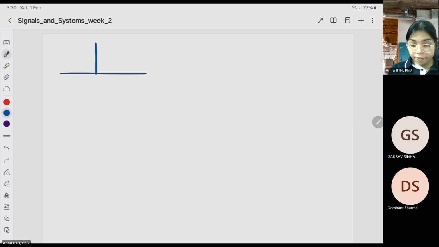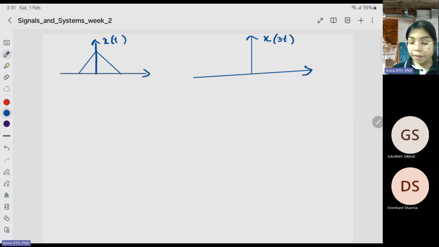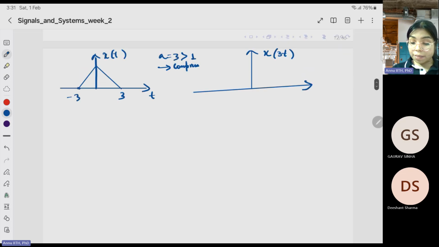Suppose you have x(t). Now tell me how compression will look. As I said, if a is 3 and it is greater than 1, it will be compression. Suppose this is 3, this is minus 3. What I said is, if it is multiplied, you have to divide in the real time. So 3 by 3 is 1, and minus 3 by 3 is minus 1. The actual signal was at minus 3 and 3, whereas this color is x(t).